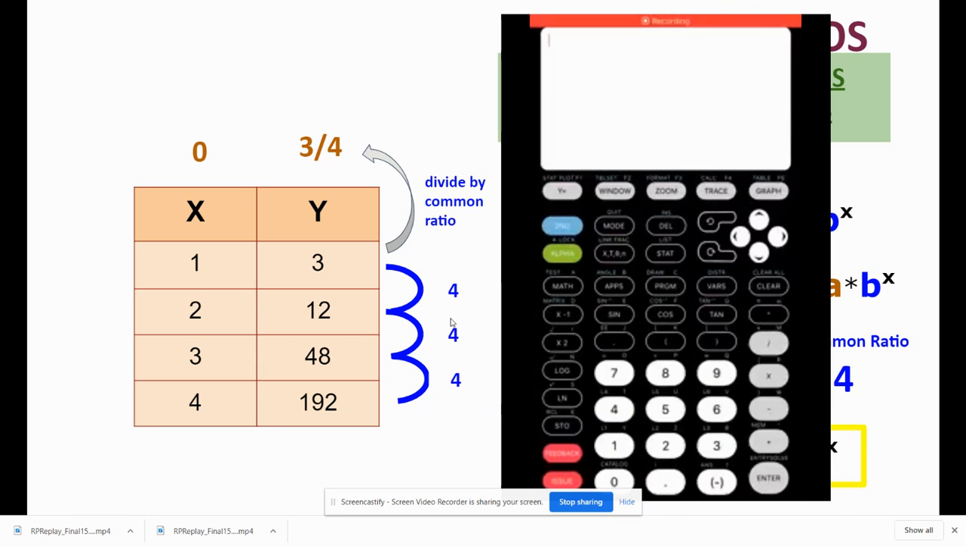Maybe I have enough time to play it again. For those of you that didn't see, I got the sniffles. So 3/4 times 4 should get 3, right? And then I multiply 3 times 4, get 12. 12 times 4, get 48. 48 times 4, get 192. So there it is. Always double check your answers. The calculator is your friend.